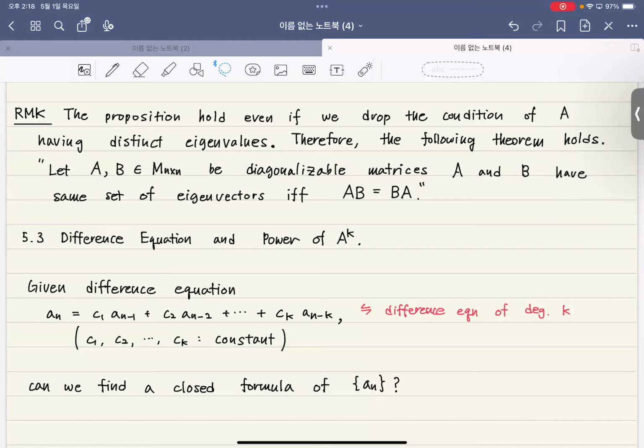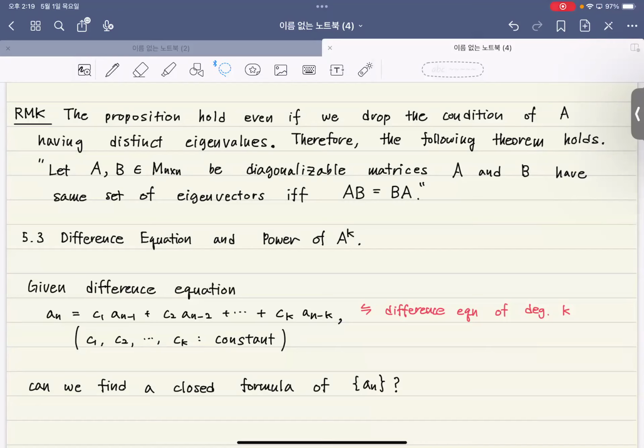Whenever a difference equation is given, there are many kinds. In the world of differential equations, there were linear and nonlinear differential equations. The same is true in the world of difference equations. There are linear and nonlinear difference equations, but this is the linear difference equation, the easiest one. This is a linear difference equation with constant coefficients, and since a_n depends on all the terms up to a_{n-k}, we say this is a difference equation of degree k. It's just a name, you can't forget it.